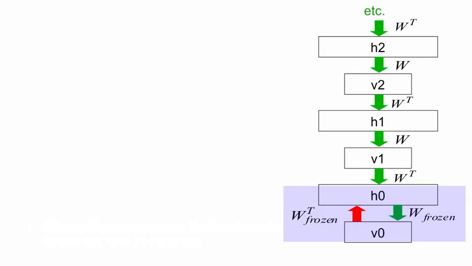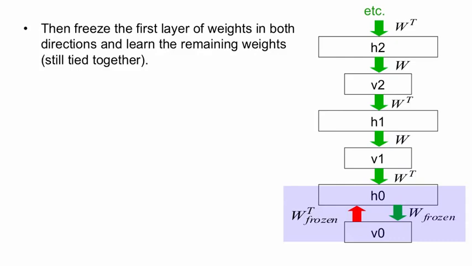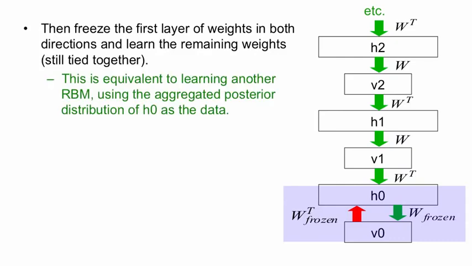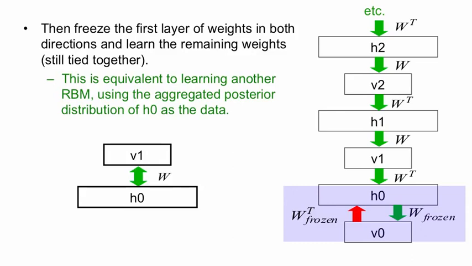We keep all the other weights tied together, but now we're going to allow them to be different from the weights in the bottom layer. But they're still all tied together. So learning the remaining weights tied together is exactly equivalent to learning another restricted Boltzmann machine, namely a restricted Boltzmann machine with h0 as its visible units, v1 as its hidden units, and where the data is the aggregated posterior across h0. That is, if we want to sample a data vector to train this network, what we do is we put in a real data vector at v0, we do inference through those frozen weights, and we get a binary vector at h0, and we treat that as data for training the next restricted Boltzmann machine.